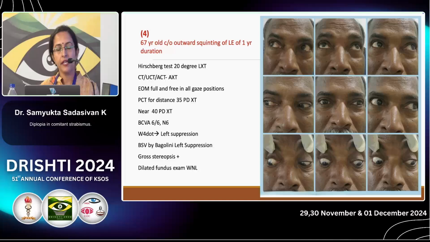So this is a fourth case, a 67-year-old gentleman who presented with outward squinting of the left eye, 1 year duration. No contributory history, no addictions, no prolonged medications. His cover test revealed alternating exodeviation with full EOM, PCT for distance 35 PD XT and for near 40 PD XT. Best corrected visual acuity 6/6, N6. Worth 4 dot test revealed left suppression. Dilated fundus exam was within normal limits. He did not have any comorbidities either.